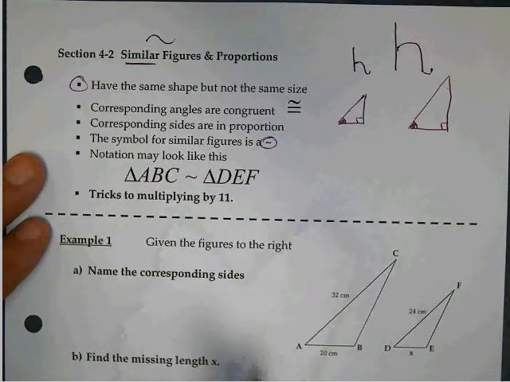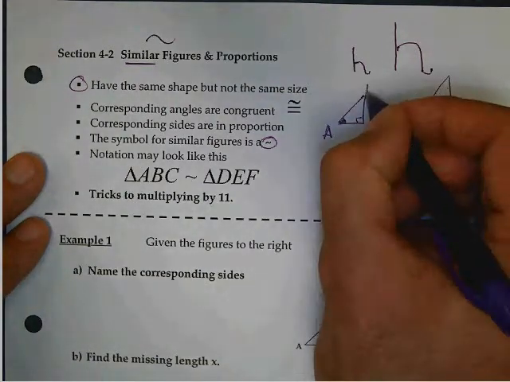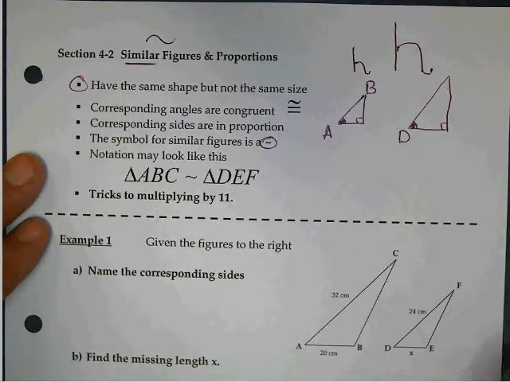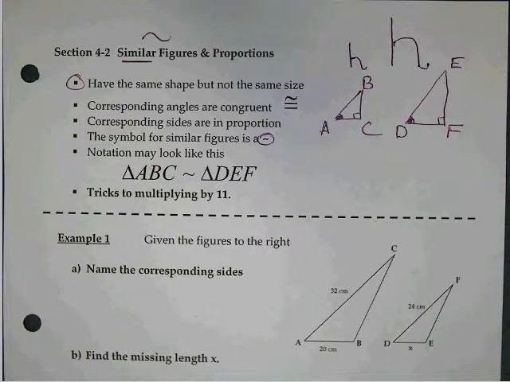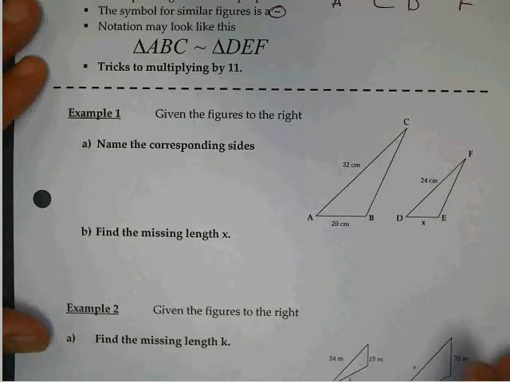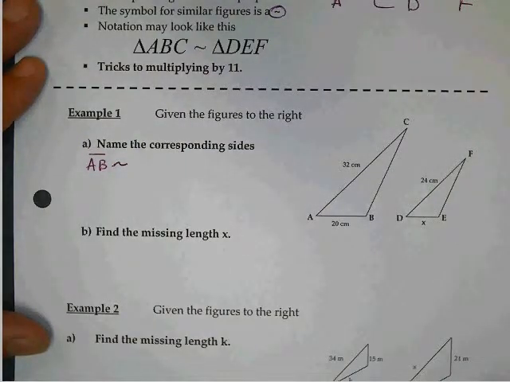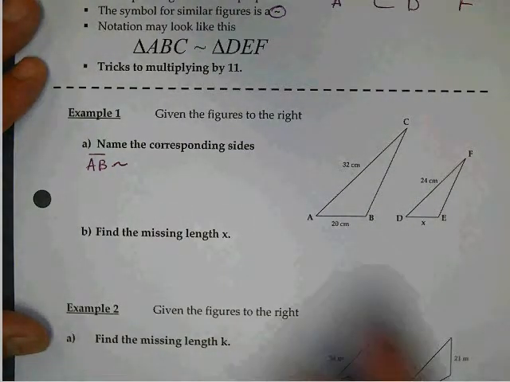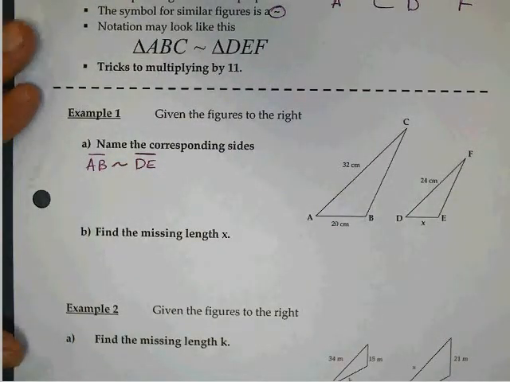It's important that the letters are in the right order. So if that was A, then that better be D. And if this is B, where must E be? Top. In the top. Which means that's C and that's F. So as you name it in order, your name of the one has to follow the same order of the name of the other. So let's look down here. I want to identify some similar sides. What is similar to AB? DE. So AB is similar to DE. So I put that little squiggle line in between.